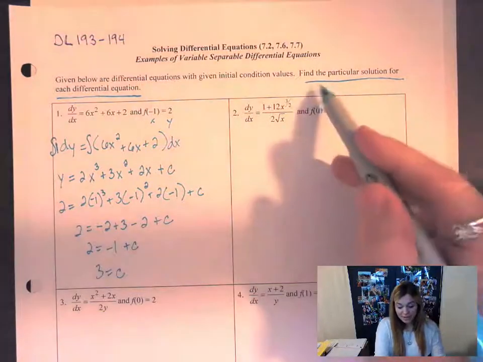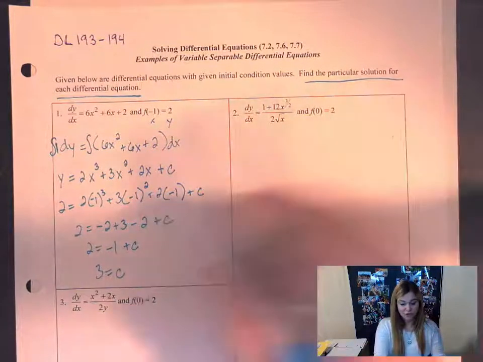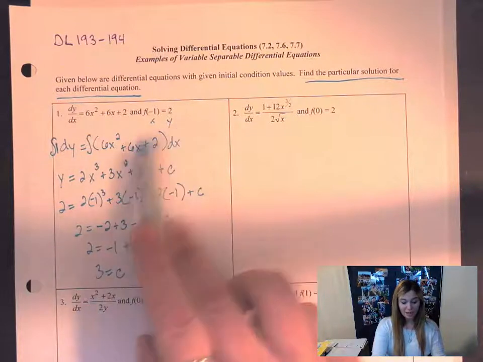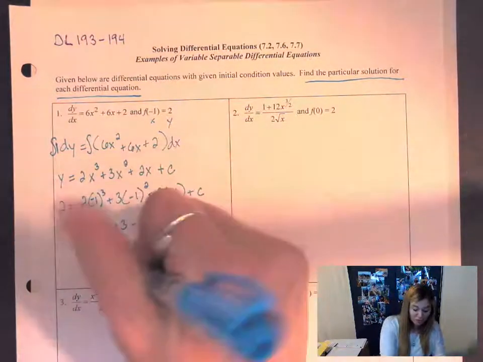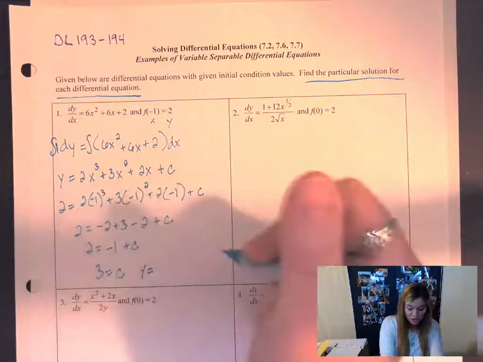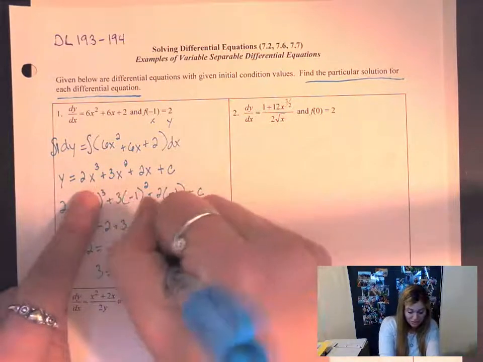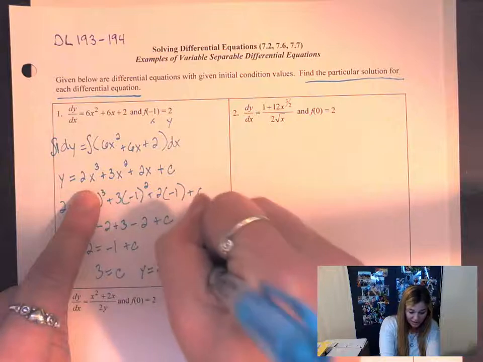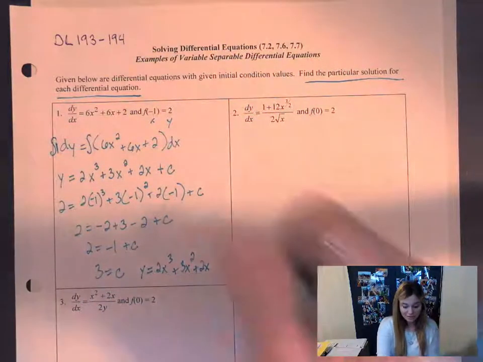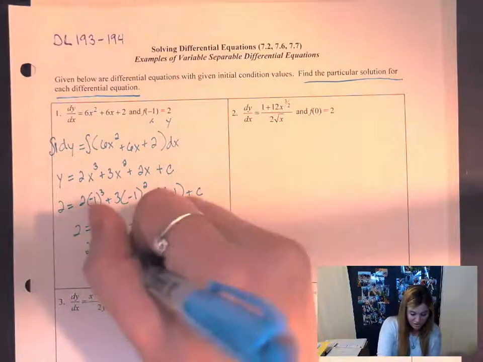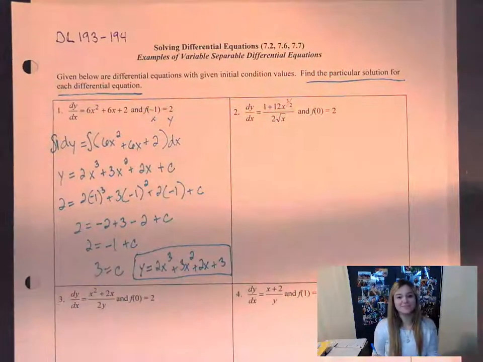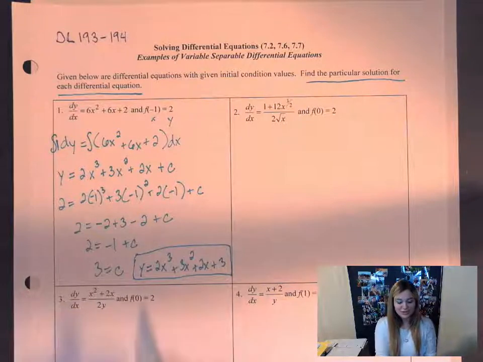So when this problem asks for find the particular solution for each differential equation, I was given a derivative, I was given a point, I work backwards until I get to the original equation, which I'm going to write as y is equal to 2x cubed plus 3x squared plus 2x, but now I know c is 3. Ta-da! We did it. We found the particular solution for each differential equation, or at least for the first one.